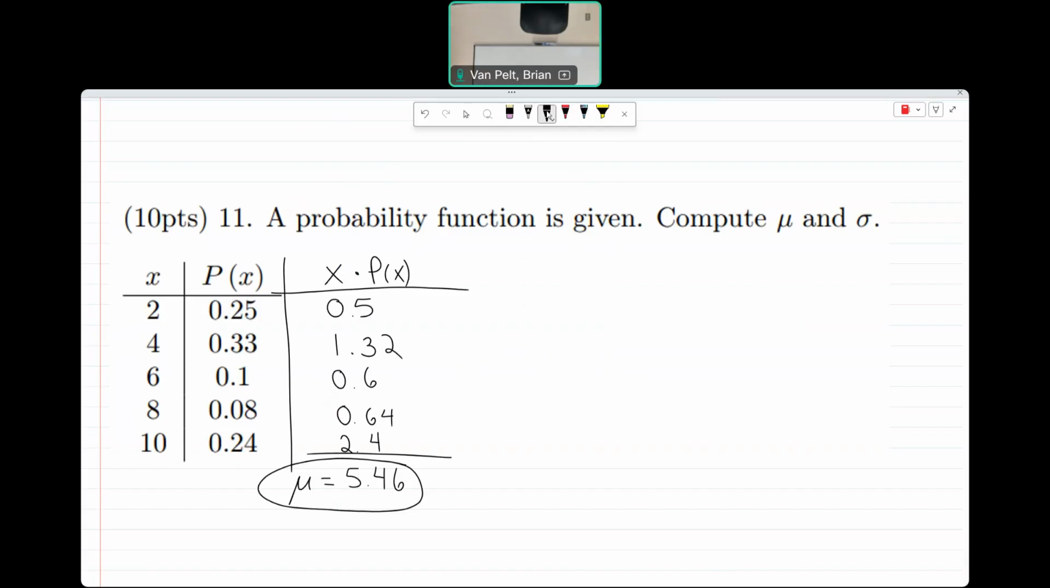Now, I've taken care of the mean; the standard deviation takes more work. The first thing I want to do is create a column where I subtract mu from each of the x values. So you want to do a column that's x minus mu. So that's where I do 2 minus 5.46. I get negative 3.46. 4 minus 5.46 is negative 1.46. Then 0.54. 2.54. Then finally, 4.54.